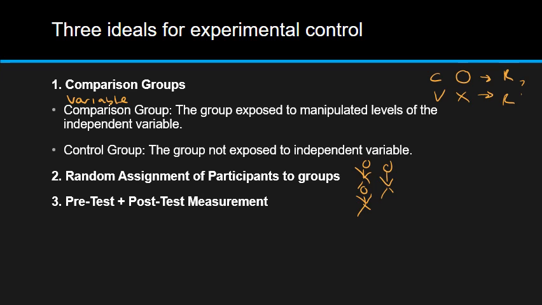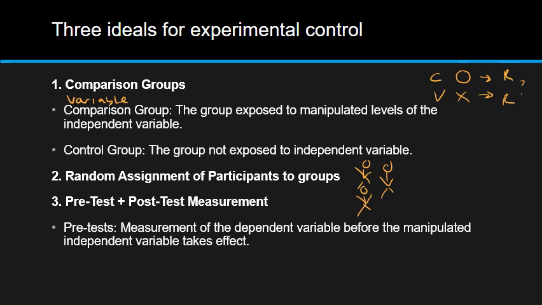Then you have pre-test and post-test measurement. So ideally, in an experiment, you would have a pre-test where you measure the dependent variable before the manipulated independent variable takes effect. So if we were to start drawing these out, you would have your control group and your variable group.